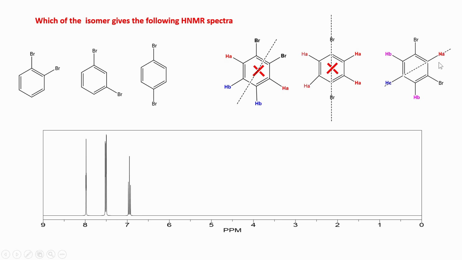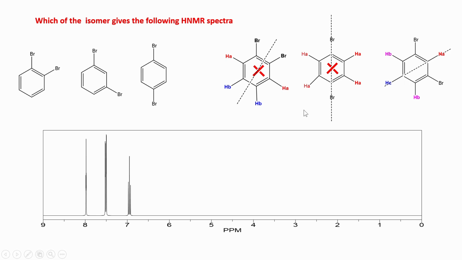Then the last example is 1,3-dibromobenzene. Here also a plane passes through the benzene ring, which bisects the benzene ring into two equivalent halves. But this HA has a single peak, and these 2 HB are equivalent and hence give another peak, and HC is another type of proton, not equivalent to HB or HA, and hence a distinct peak is obtained for this HC proton. So we will get three peaks for 1,3-dibromobenzene.